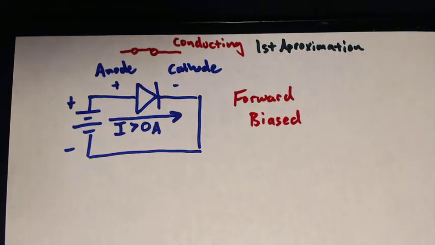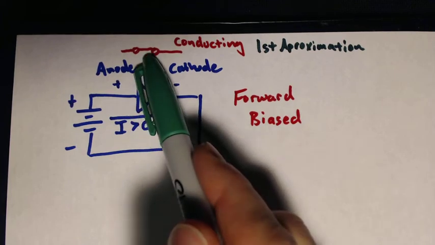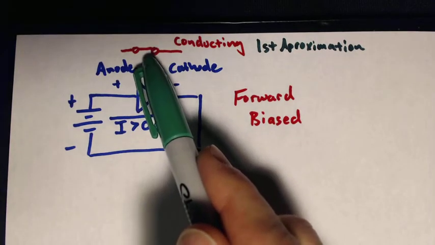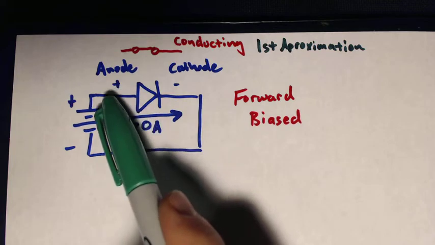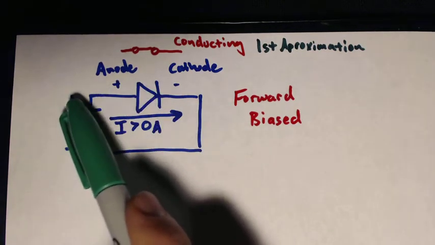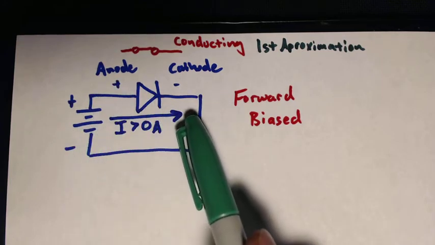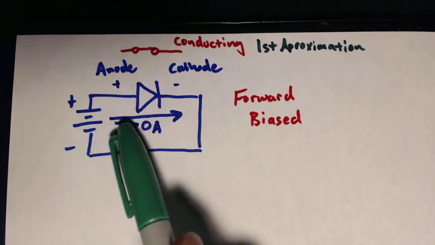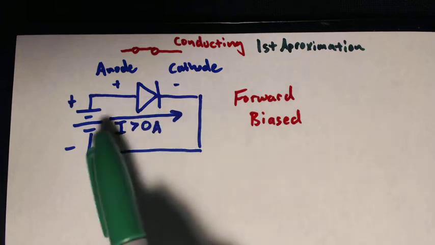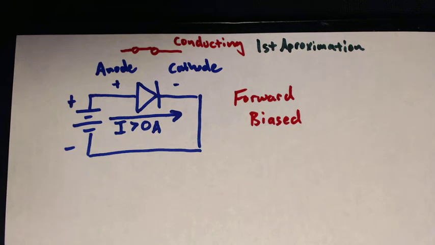Okay, we'll talk about the second approximation later. But for right now, let's just imagine this diode is simply acting like a switch that is either closed or open depending on how the polarity is applied. By that I mean we're applying positive here and minus there. We're causing the current to go from left to right, or in the direction of this arrow. And so this diode is forward biased, okay?